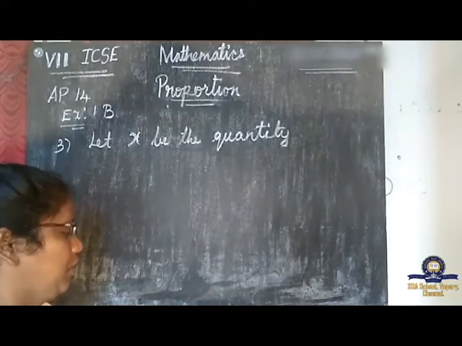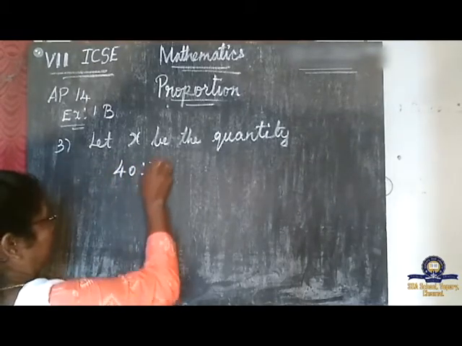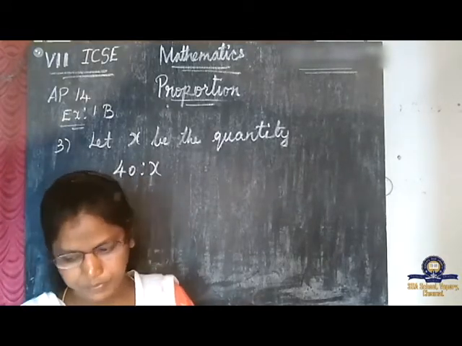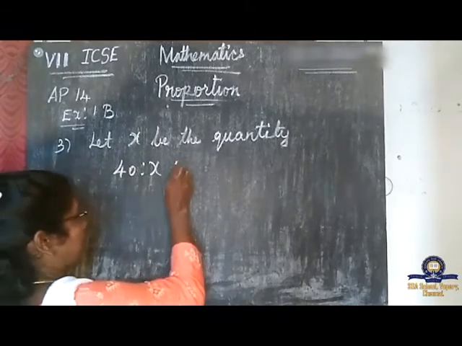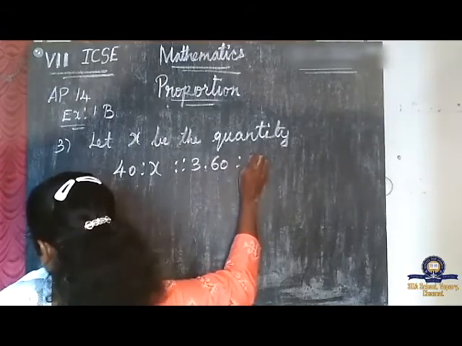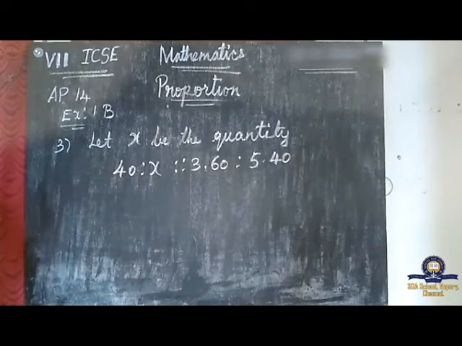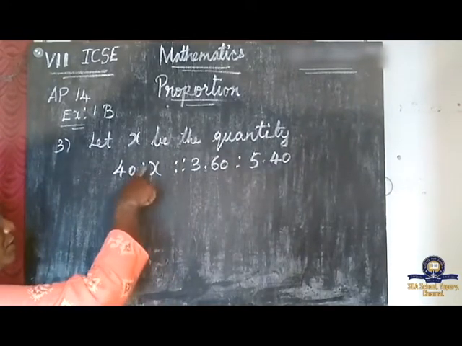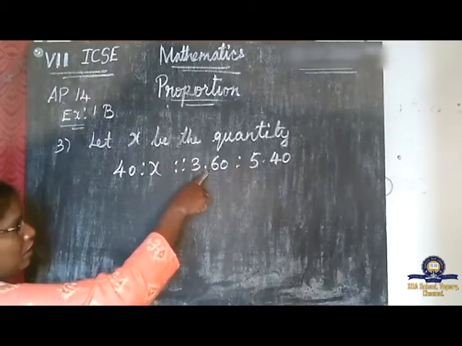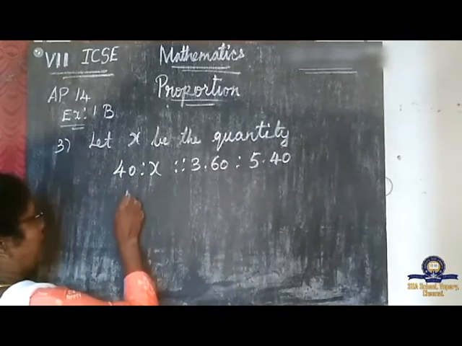Okay. Now listen here. 40 minutes bears to the quantity x. On the other side, what is given? 3.60 rupees is to 5.40 rupees. Okay. That means 40 bears to this quantity x, in proportion to rupees 3 rupees 60 paise, 5 rupees 40 paise. Okay. Now let me rewrite this.